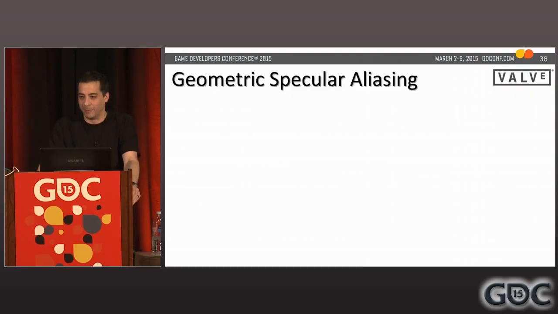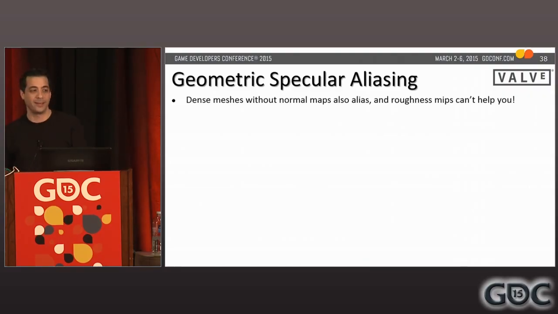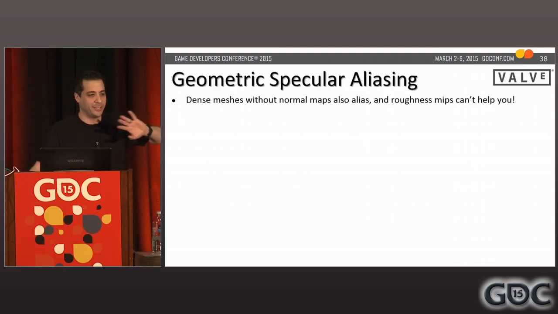And you know, that's great and all, but we don't have any normal maps on. So if you have a mesh with no normal map on it, everything I just told you is absolutely useless. It buys you nothing, because there's no normal maps to MIP, right? So you don't get that roughness information as things minify.